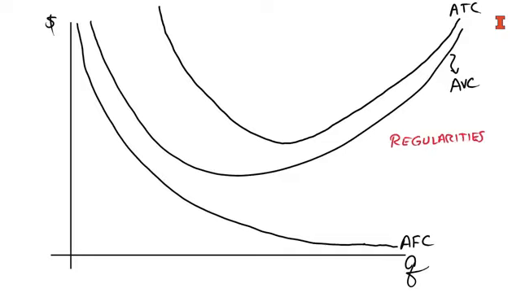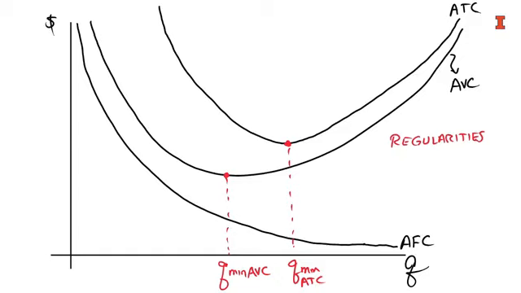First of all, you'll note the way I've drawn it, the output that minimizes average variable cost is less than the output that minimizes average total cost. And that is, in fact, a regularity. It's not just Larry's sloppy drafting. That's the way it's going to be, and it has to do with all sorts of properties you could prove.